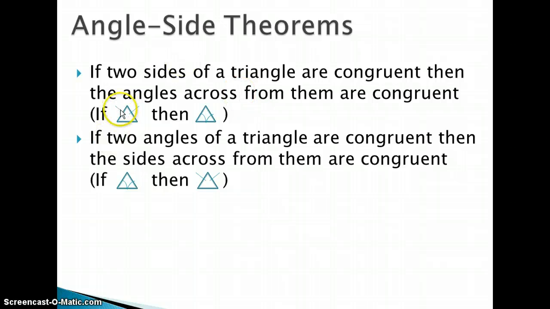So in other words, if we have an isosceles triangle, we know that the legs are congruent, the angles across from them are going to be the base angles. Those must be congruent. So another way to think of it is, if legs of an isosceles triangle are congruent, then base angles are congruent. The other theorem is the exact opposite. It's the same idea, except now we know that the angles are congruent, and we're using that to show that the sides are congruent.